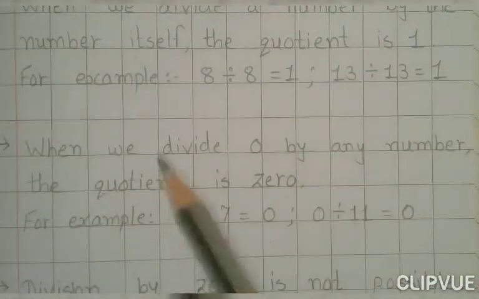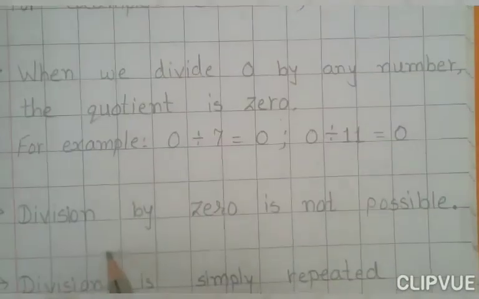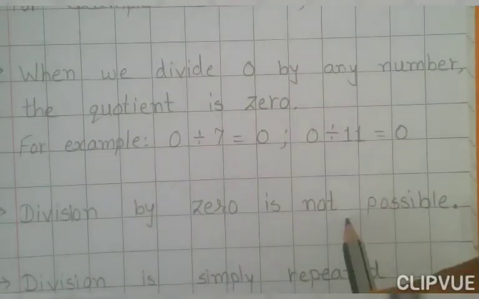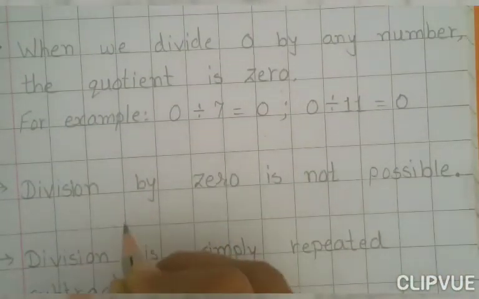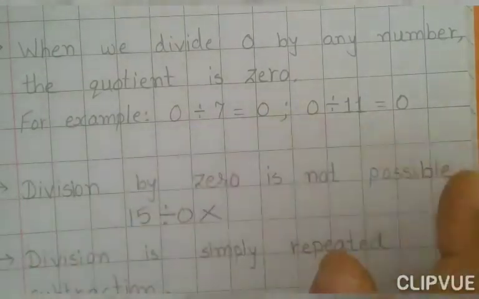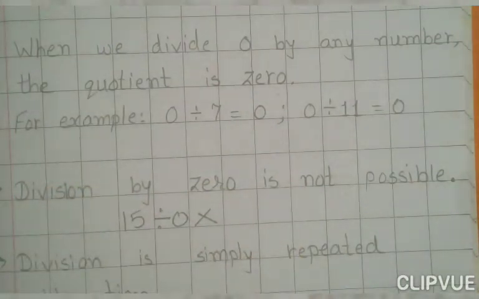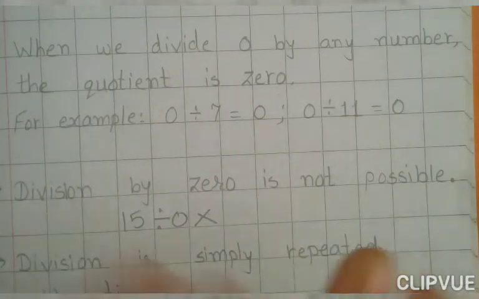मतलब 0 को किसी भी नंबर से डिवाइड करो, आंसर ऑलवेज 0 मिलेगा. Division by 0 is not possible means you are not supposed to say that, like 15 divided by 0, because it is not possible. इसका कोई मीनिंग नहीं है. हम कभी भी किसी नंबर को 0 से डिवाइड नहीं कर सकते हैं.